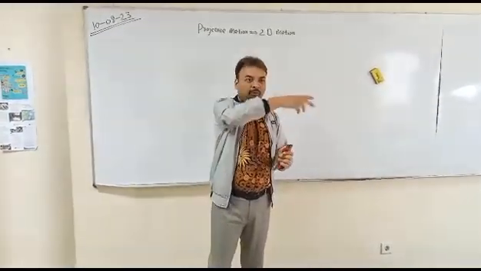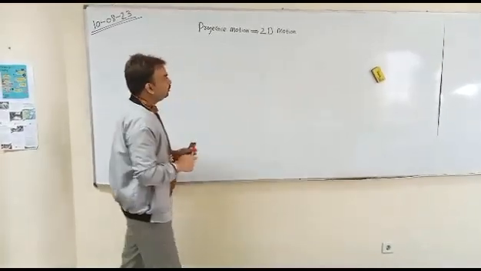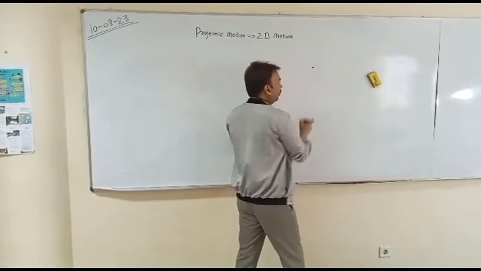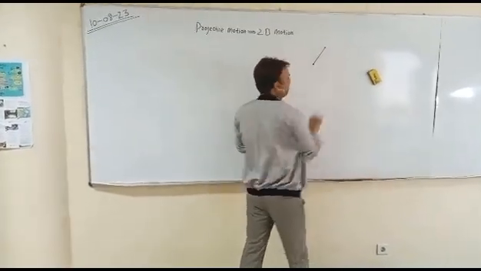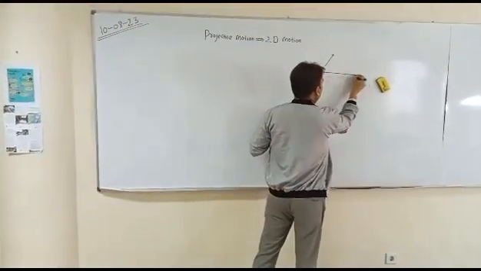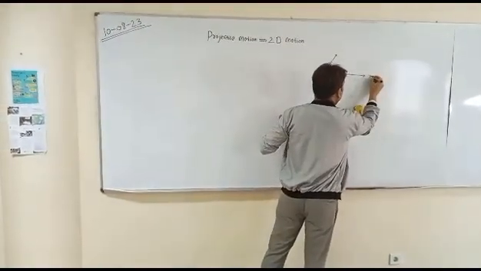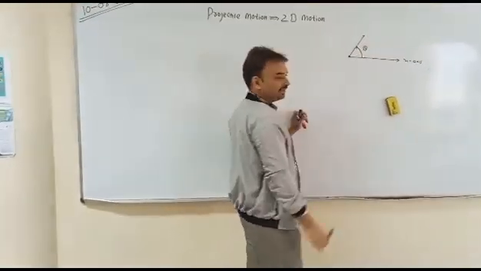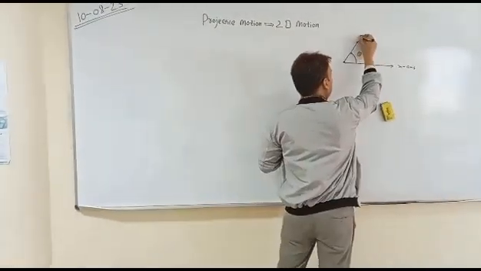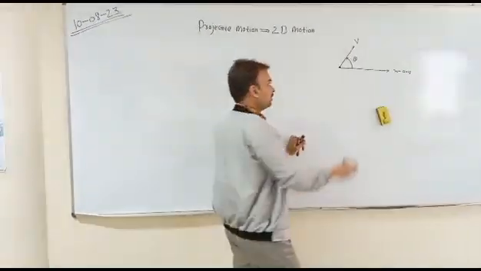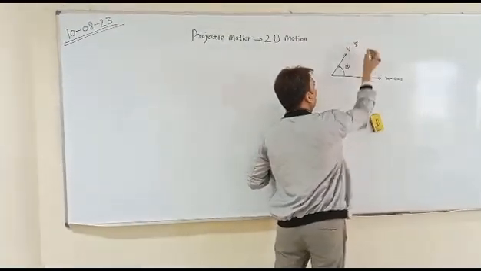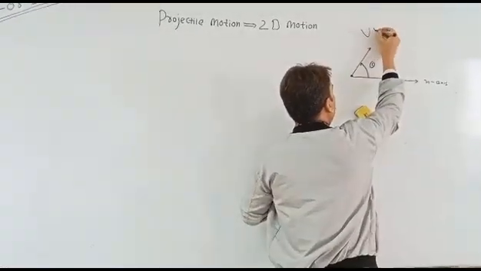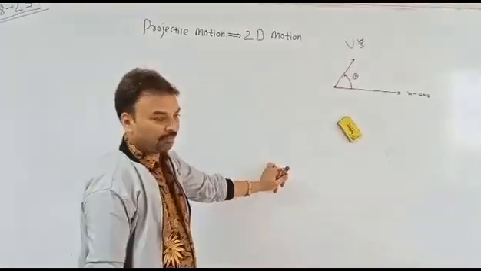So the motion is a 2D motion. How is that a 2D motion? Suppose, for example, I throw this ball like this, making some angle with the x-axis. This is my x-axis. I throw something making an angle theta with the x-axis, and the velocity of throw is v meter per second. So what will happen now when I throw something with a speed v meter per second?